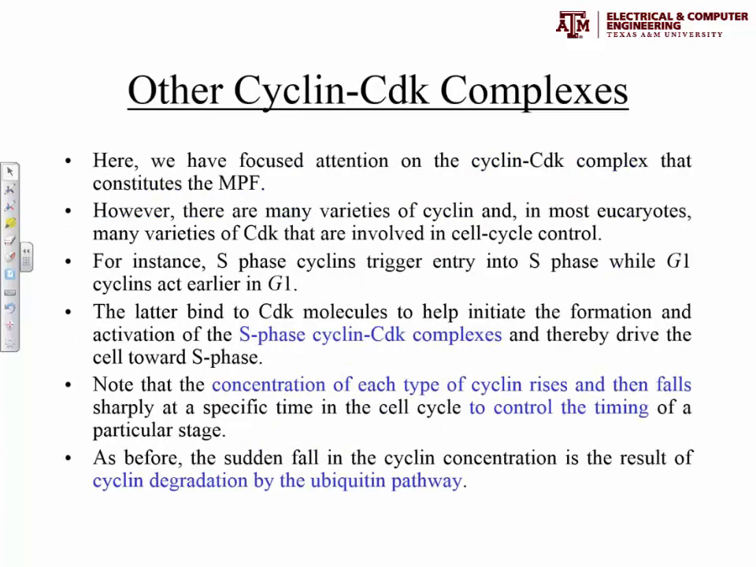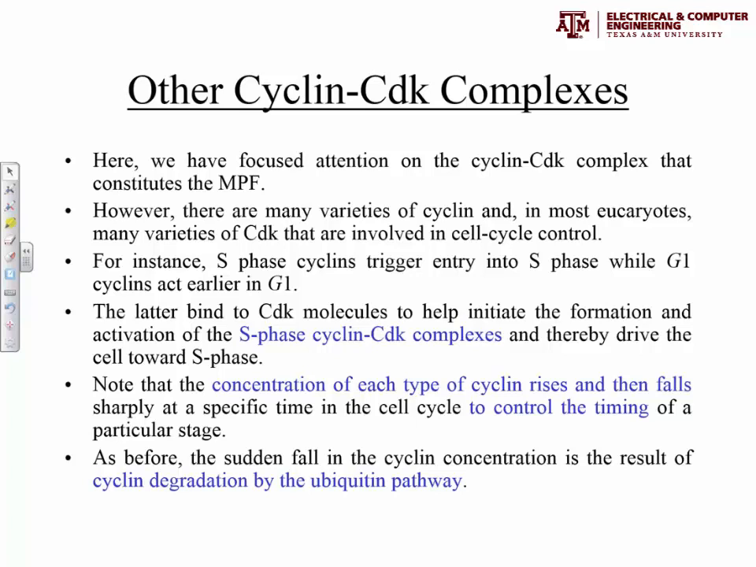Now, here in this chapter, we have basically focused attention on the cyclin-dependent kinase complex that constitutes the M phase promoting factor. But there are many stages in the cell cycle, and each one has its own cyclin-dependent kinase and its own cyclins. So there are many varieties of cyclins, and in most eukaryotes, many varieties of cyclin-dependent kinases which are involved in the cell cycle control.